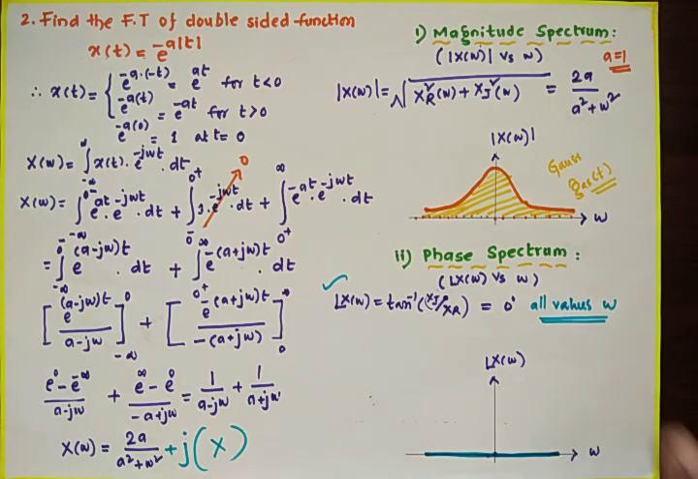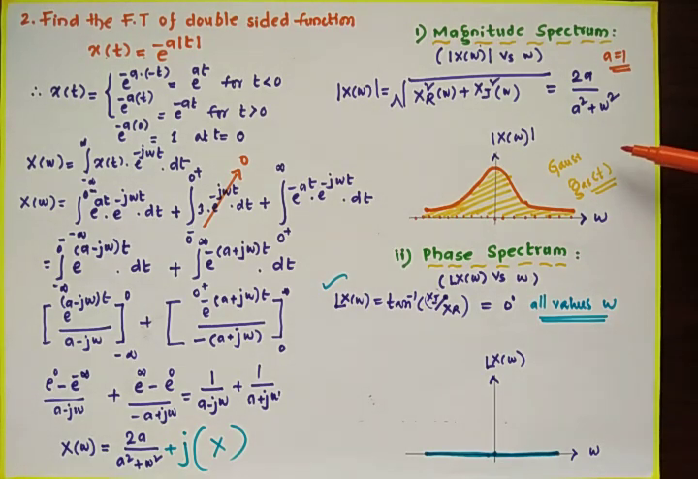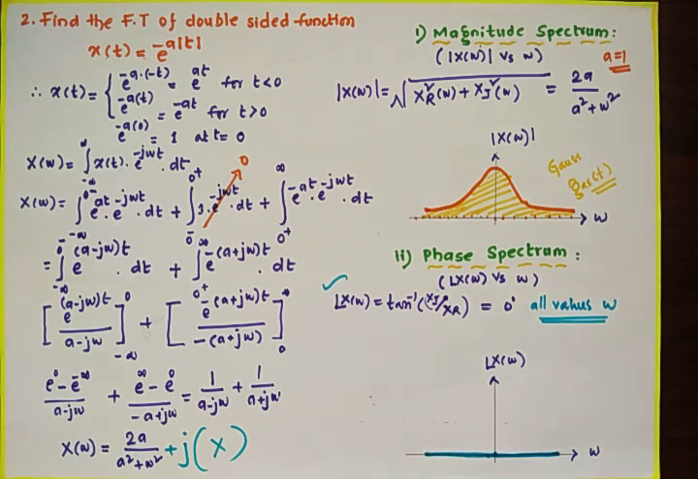From the definition of the phase spectrum, it is clear that it is a plot between the phase angle versus omega. So this is the magnitude spectrum and this is the phase spectrum, such that we can solve any problem based on the Fourier transform.